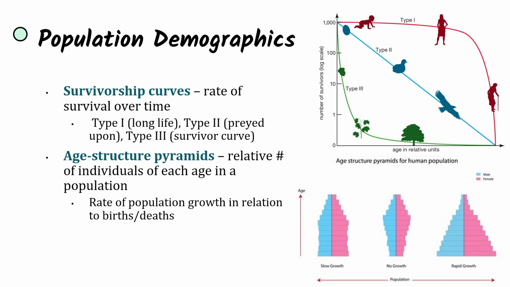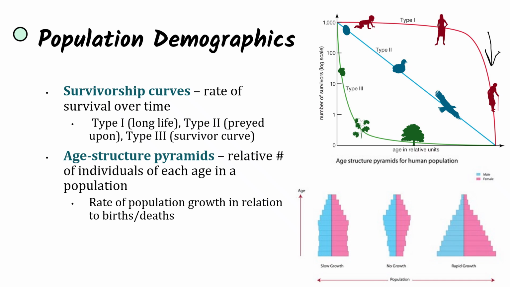Some more population demographics include survivorship curves, which show the rate of survival over time, and we have three types here. First of all, type 1 is going to be the long life type, which means that generally there's going to be survival until adulthood, and then when a certain age is hit, there's going to be a lot of death happening. So for instance, in humans, we're generally going to be able to survive fairly far into age, but then all of a sudden, when we hit a certain age at which our bodies are no longer able to sustain life, then there's going to be a decline in the number of survivors at that age.